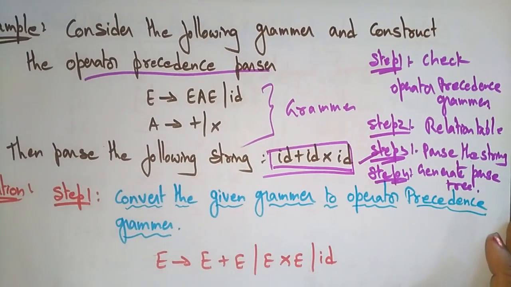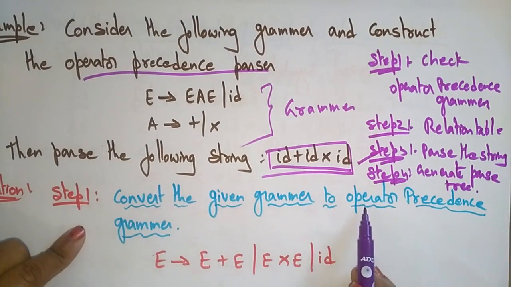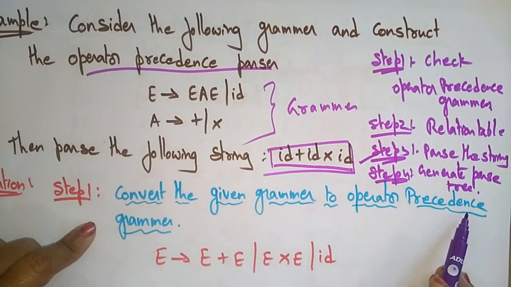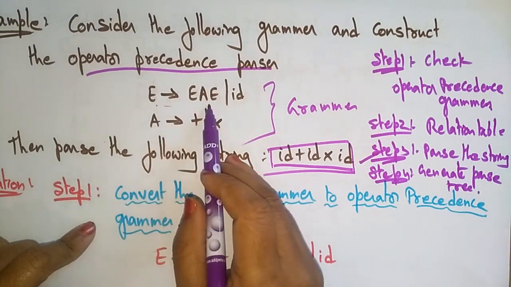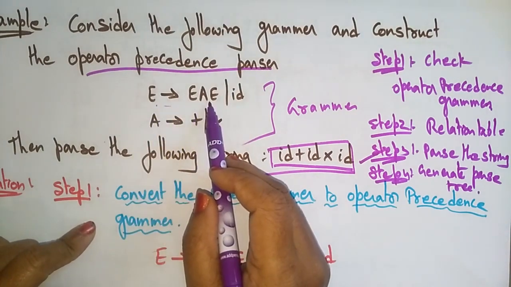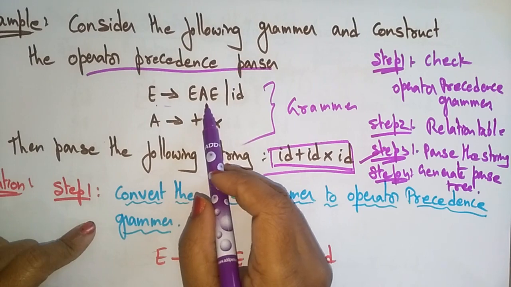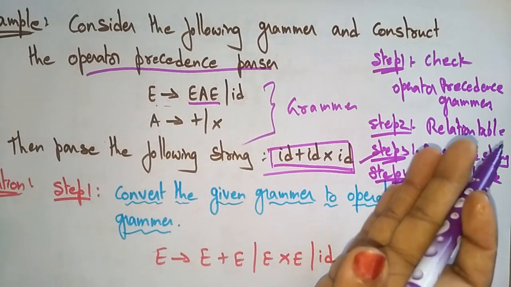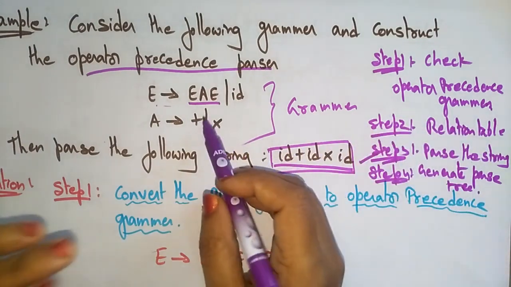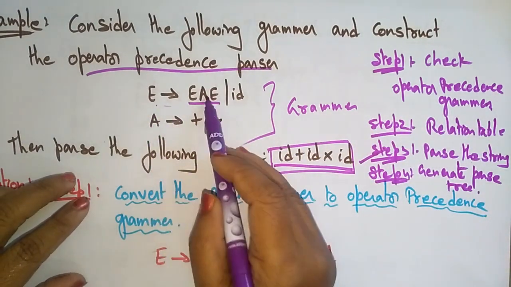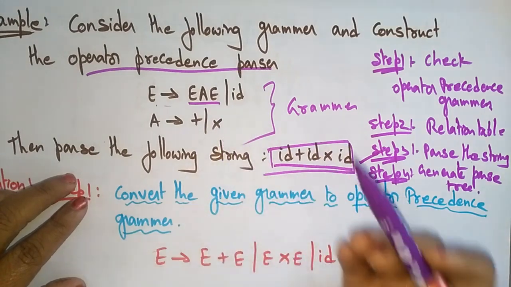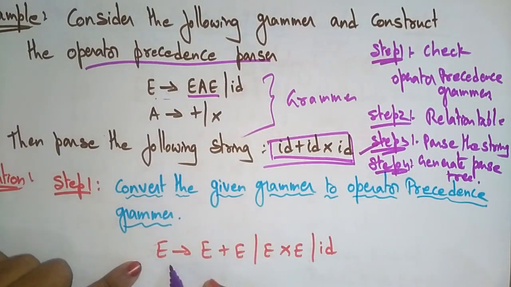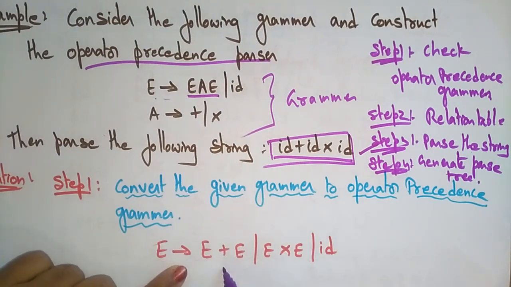Now let's see the first step: convert the given grammar to operator precedence grammar. Whatever grammar they have given is not an operator precedence grammar. Why is it not? Because here the non-terminals are side by side. To fix this, we substitute the plus and star in place of the non-terminal, and make the grammar an operator precedence grammar. So E goes to E plus E, E star E, and id.